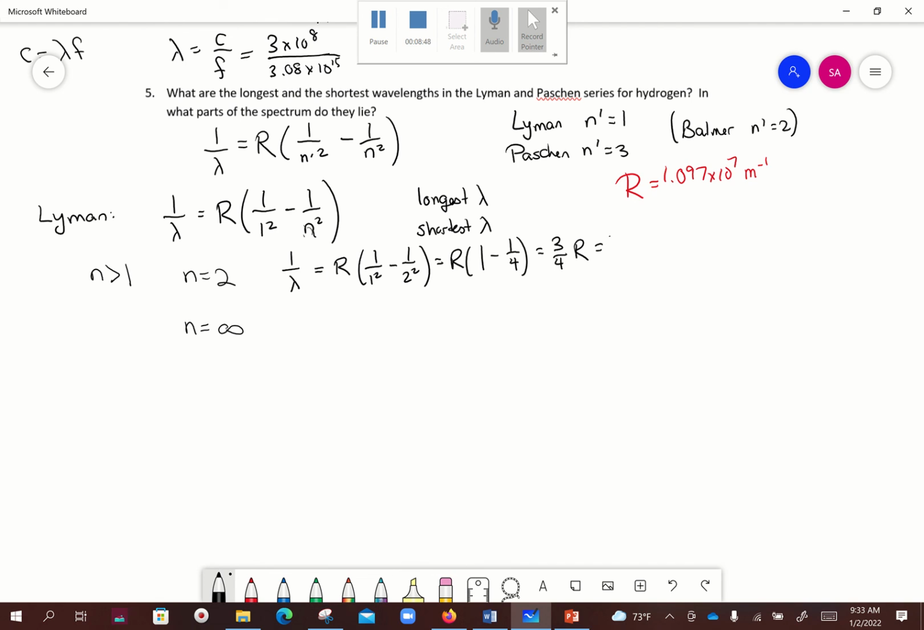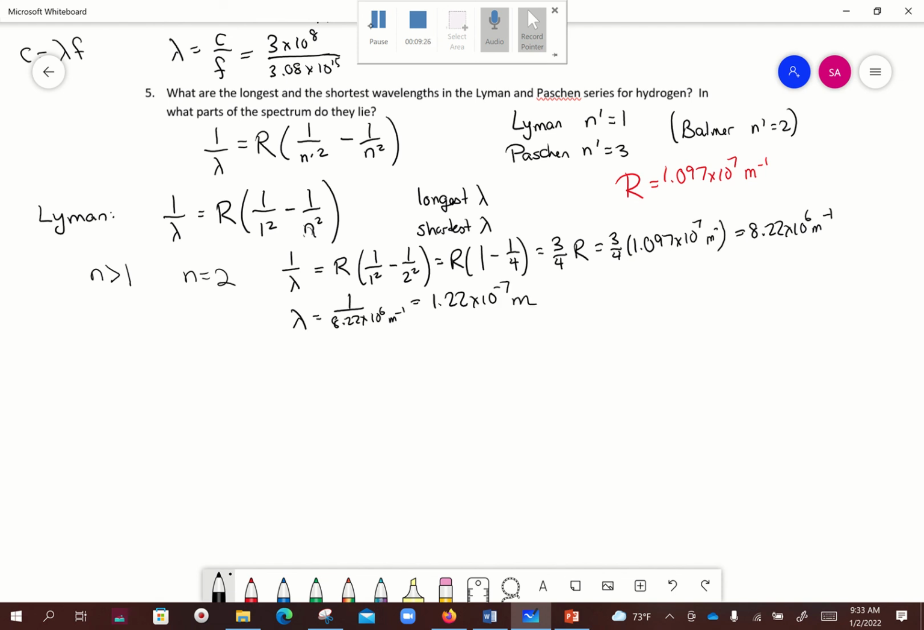Okay, so if I put that in, I get 3/4 of 1.097 times 10 to the 7 per meter, which is 8.22 times 10 to the 6 per meter. So lambda is equal to 1 over that, and I get 1.22 times 10 to the minus 7 meters.